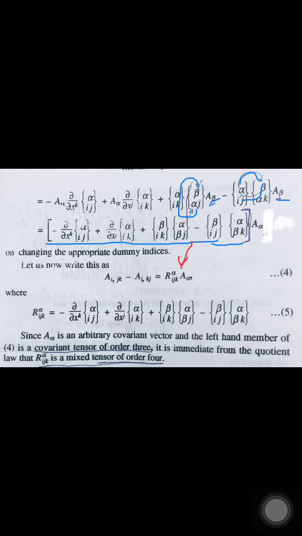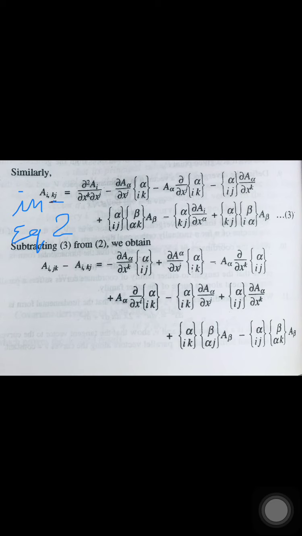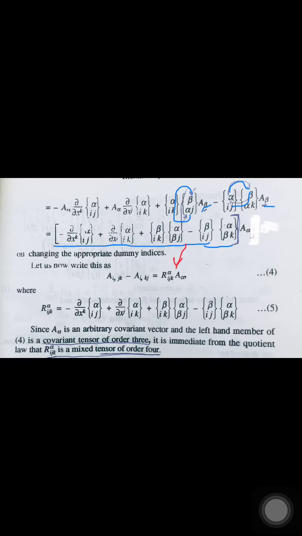Because alpha is in the upper position, R alpha has alpha as an upper script and ijk as lower scripts. So we get the left-hand side the same as in our earlier slide: a_{i,jk} minus a_{i,kj}. The left-hand side is the same, and the term in the bracket is denoted by R^alpha_{ijk}.